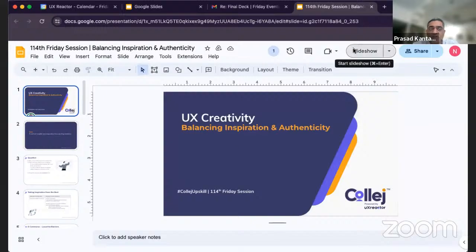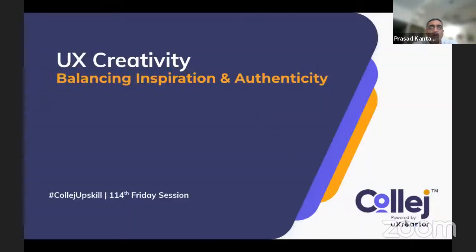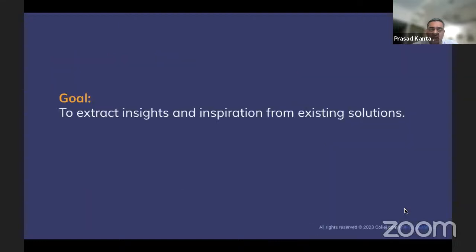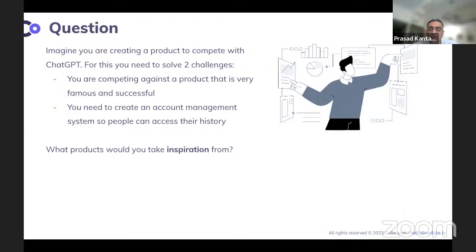Awesome. So I'm going to give you an example. And it's going to be a back and forth kind of a conversation. But I want you to think about a specific problem. Let's go to the next slide. Here's the problem. You've just joined a startup that is trying to build a ChatGPT competitor.